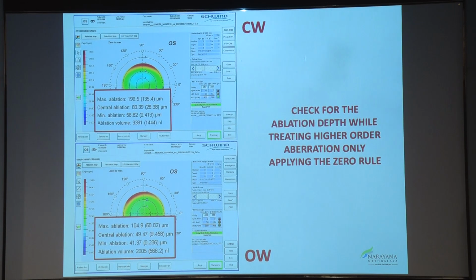So the real idea, I'm teaching you the real ideal way of doing a laser based treatment. But don't worry about what you have or what you don't have. This is the ideal way. Then you'll have to stick to this.